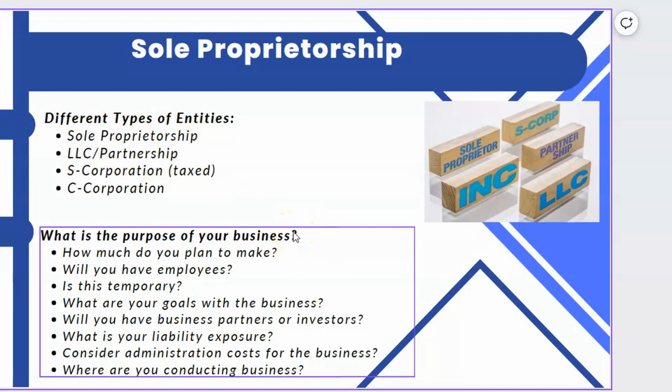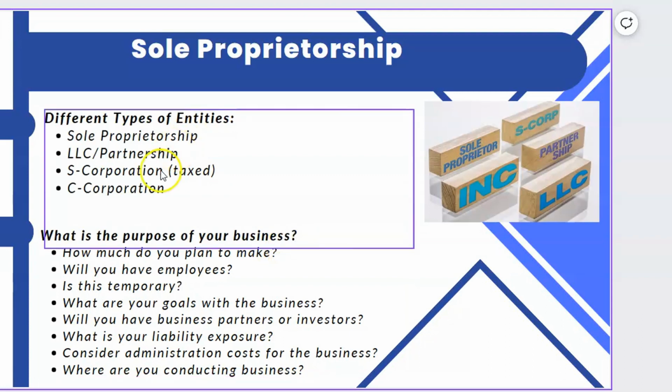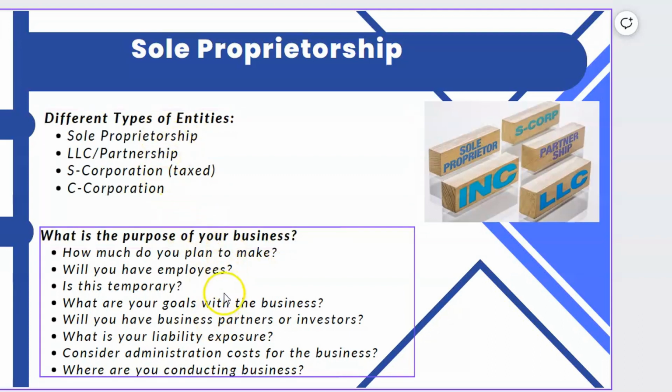Before we go into the details, this video is going to be really high level, just high level things to consider for a sole proprietorship. But with any of these, you really want to be thinking about a short list of questions about your business and why you're creating it. Are you going to have employees? Because if you're going to have employees, there's certain things that you need to do, and there's certain things that you don't need to do if you don't have employees.